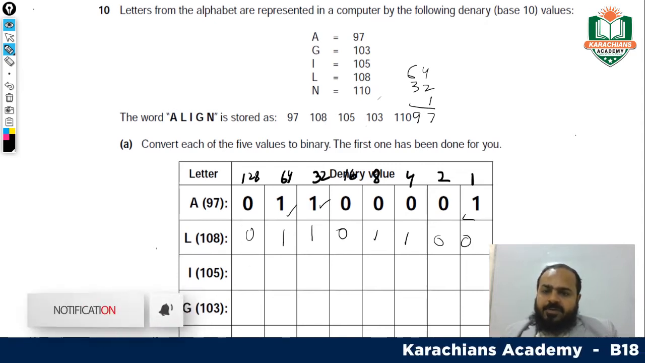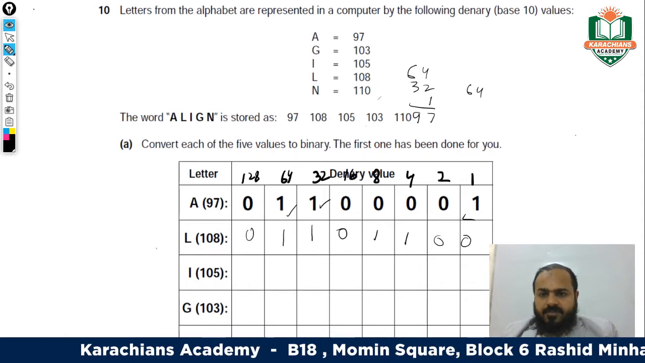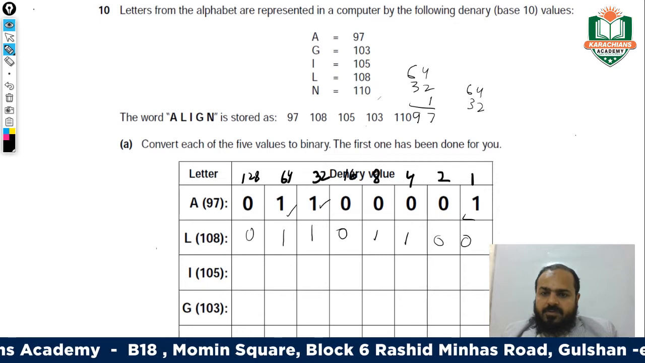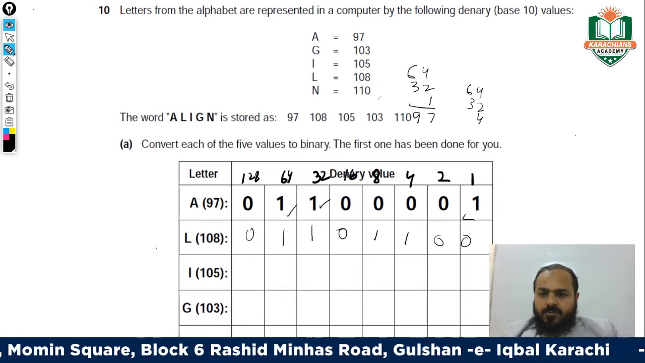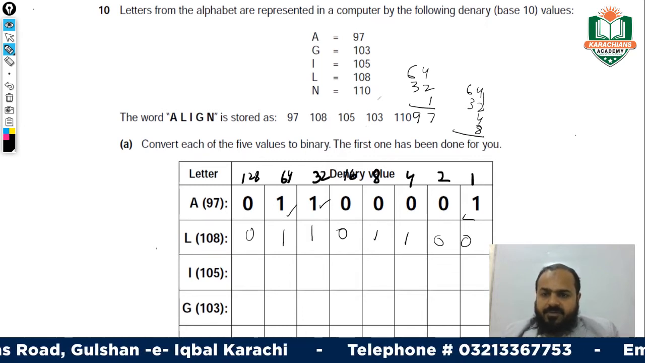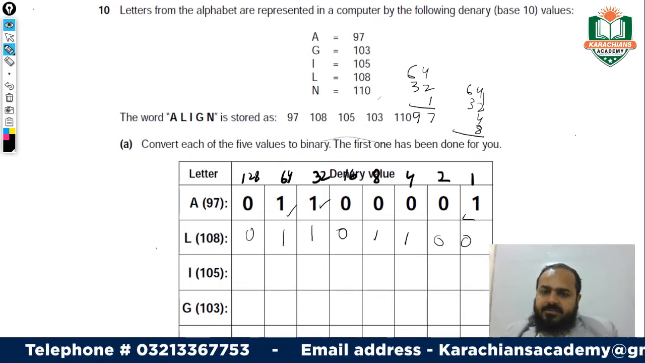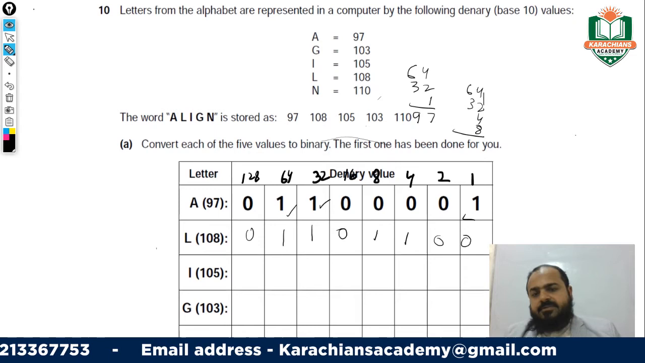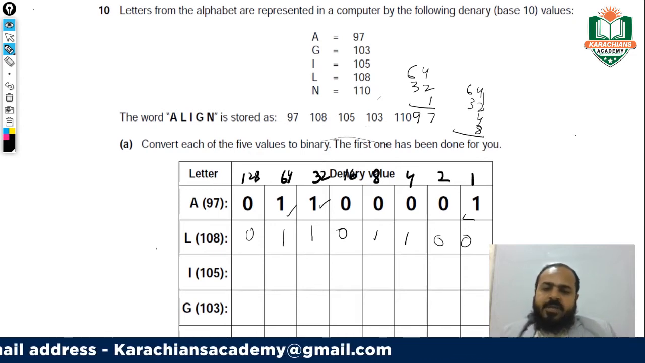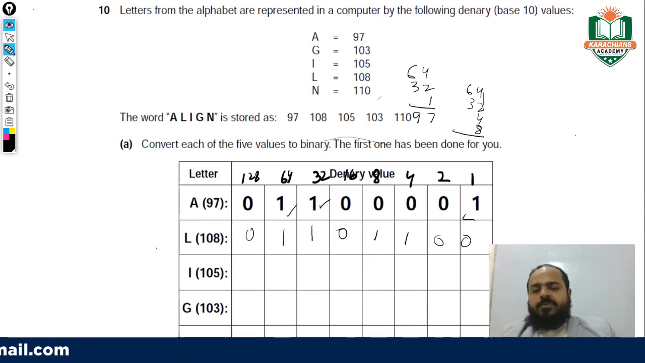If we add over here at the top: 64, then 32, and then 4, and then 8. So 64 and 32 become 96, and 96 plus 4 is 100, and 108. So this is the method. That's how you can solve it. I'm going to tell you the last one, then we shift to the next question. The rest of them you can solve.